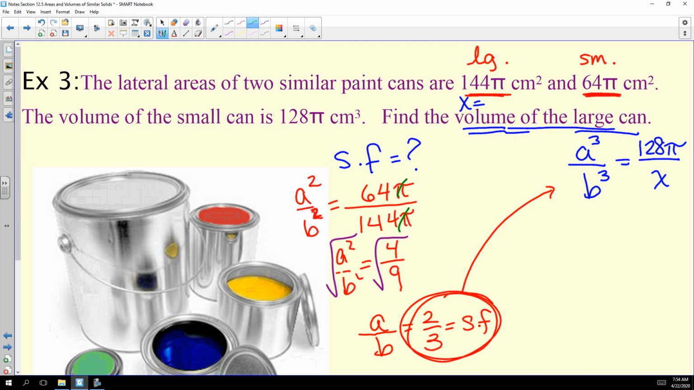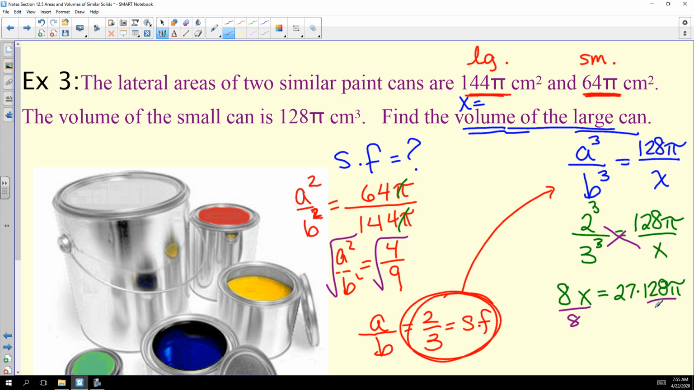So now we're going to take the 2/3 and we're going to say 2 cubed over 3 cubed is equivalent to 128 pi over x. And we'll go ahead and cross multiply. That might be a little bit easier for some of us. So let's do the 2 cubed. 2 cubed, remember, means 2 times 2 times 2, and that's 8x equals 3 cubed is 27. I'll just write 27 times 128 pi. And then if you want, you can go ahead and multiply the 27 times 128.